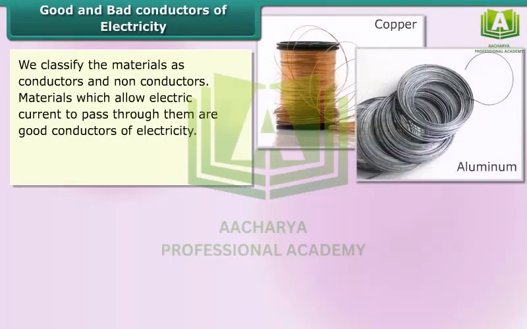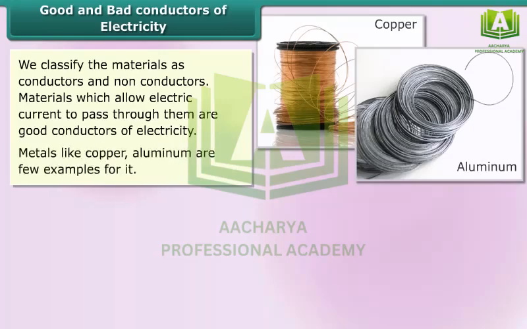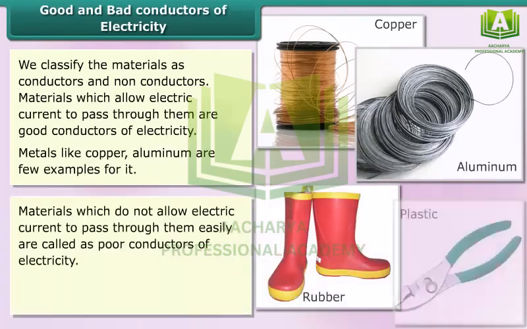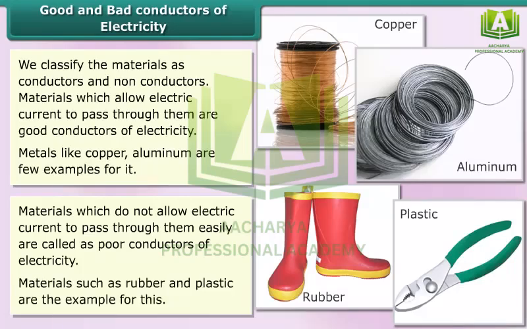We classify the materials as conductors and non-conductors. Materials which allow electric current to pass through them are good conductors of electricity. Metals like copper, aluminium are few examples of it. Materials which do not allow electric current to pass through them easily are called as poor conductors of electricity. Materials such as rubber and plastic are the example of this.